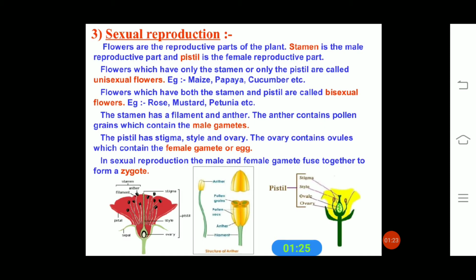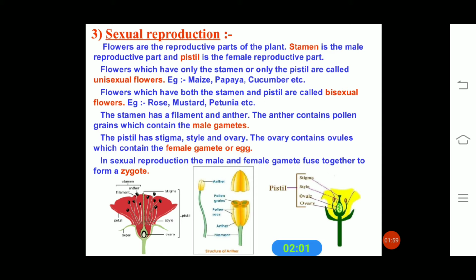Okay students, you have learned the structure of a flower earlier. In class 6 you learned about the structure of a flower, and you know that flowers are the reproductive parts of plants. Stamen is the male reproductive part and the pistil is the female reproductive part, which you have already studied in class 6.